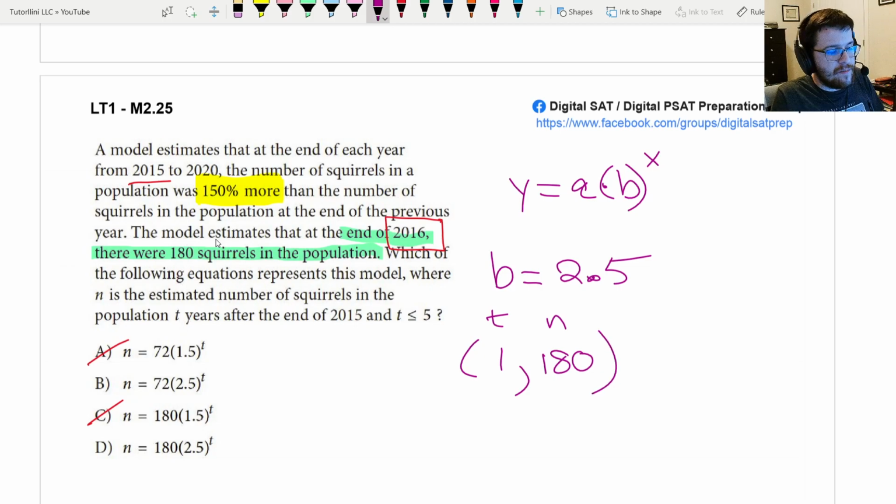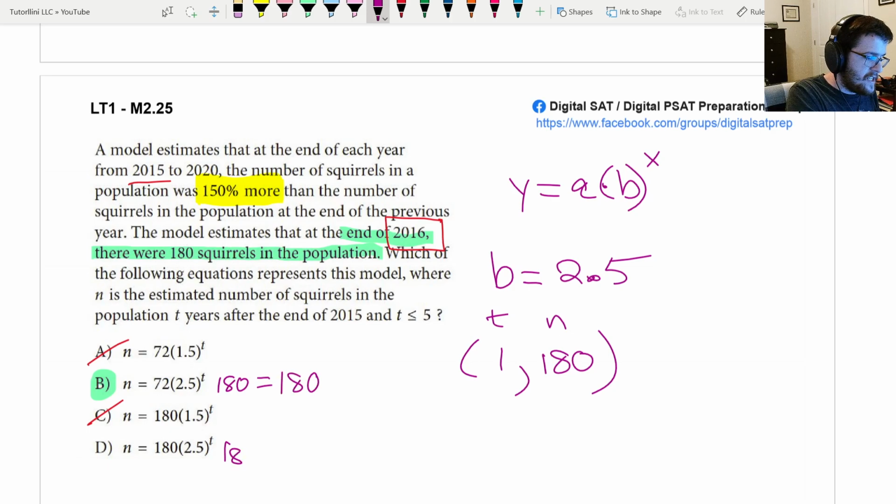So what I would do now is pick between B and D. I would just plug in both of them to see which one works. So if you do 72 times 2.5 to the 1, you will get 180. So you get 180 equals 180. But if you plug it into the bottom one, you get 180 times 2.5 to the 1, which is 450, which is no good. So that one does not work. So it's got to be B.